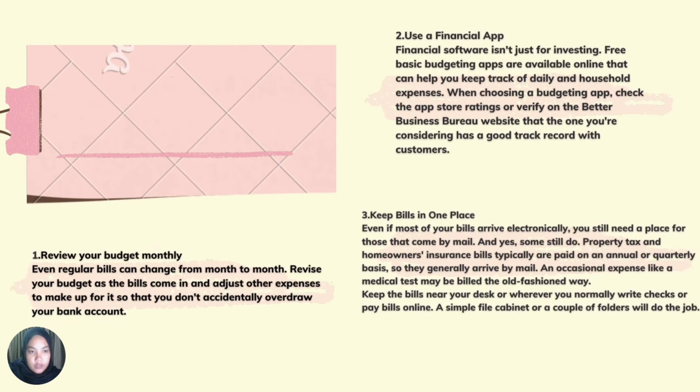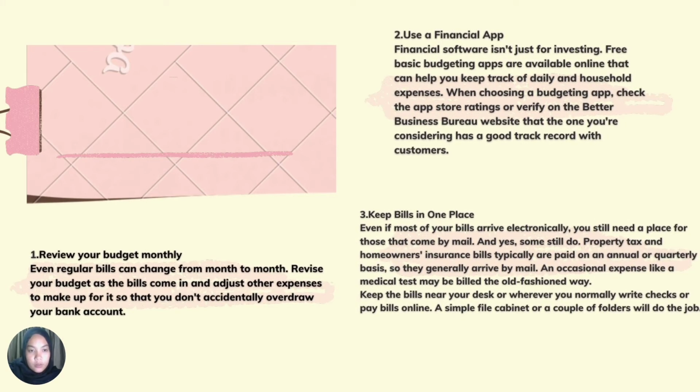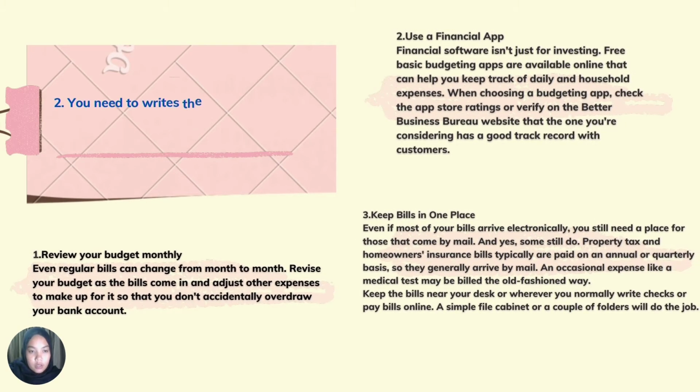The second question is to write the way or method that can reduce the financial budget on security expenses. One, review your budget monthly. Even regular pay can change from month to month. Revise your budget as the bills come in and adjust other expenses to make up for it, so that you don't accidentally overdraw your bank account.